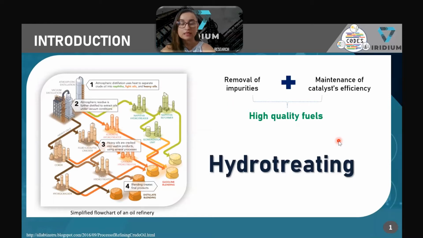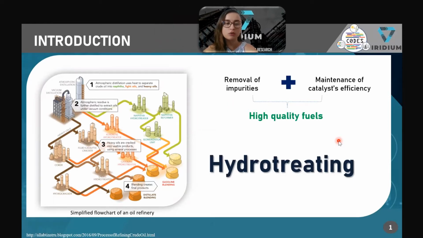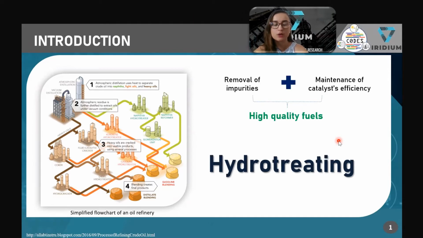the theme. The oil refinery is composed of many processes, which have the purpose of separating and converting crude oil into final products, as we can see on this simplified flowchart on the left side. One of the most relevant concerns of an oil refining process is achieving a high quality of their fluids. In this way, impurity removal and the maintenance of catalyst efficiency are key points to produce these fluids.